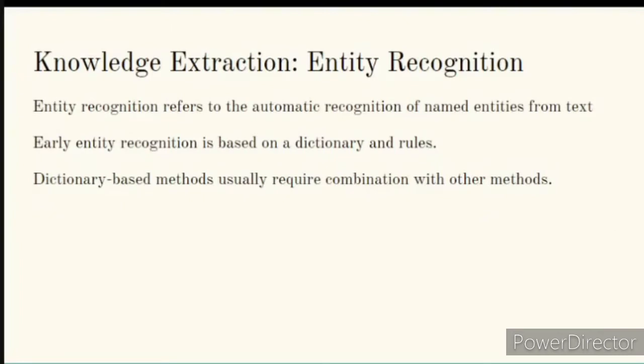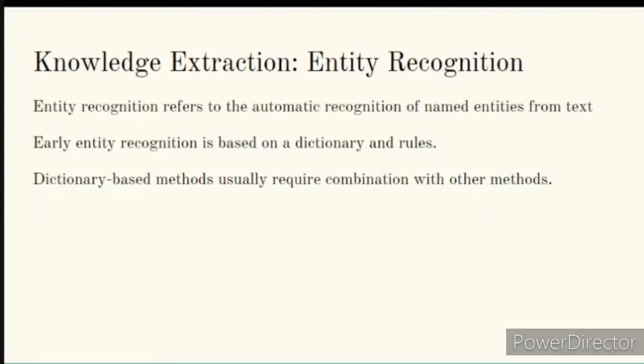Entity extraction. Entity recognition refers to the automatic recognition of named entities from text, that is, how to recognize meaningful entity information such as a person or place's name. Named entity recognition methods are mainly divided into three categories, namely methods based on dictionary and rules, statistical machine learning based methods, and hybrid methods.